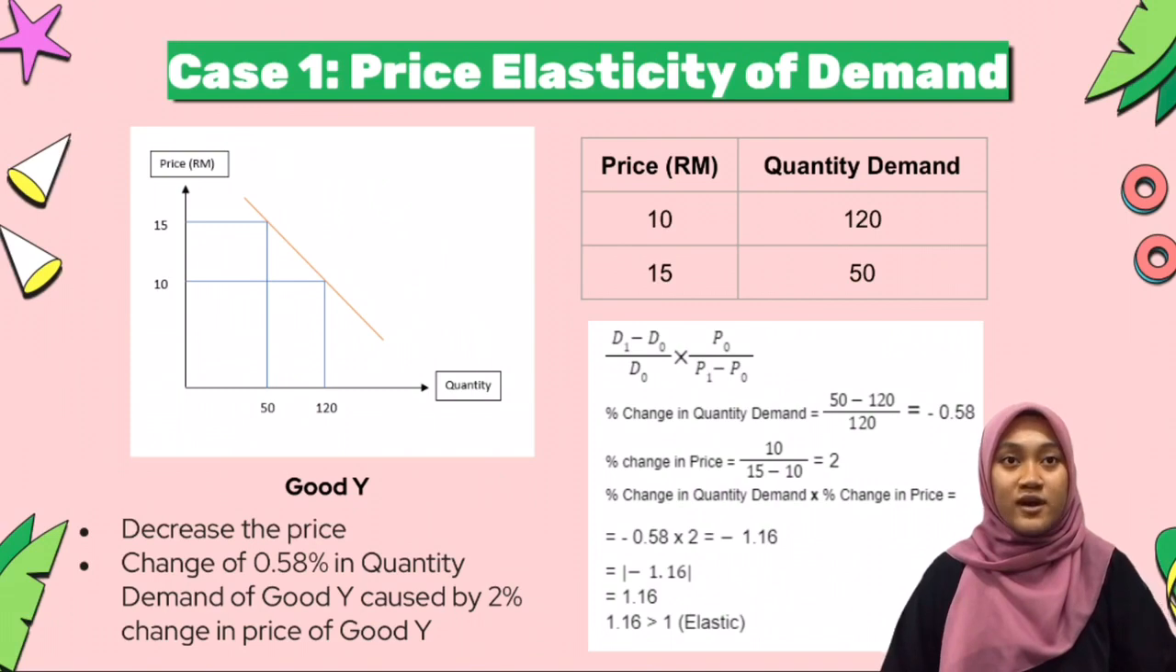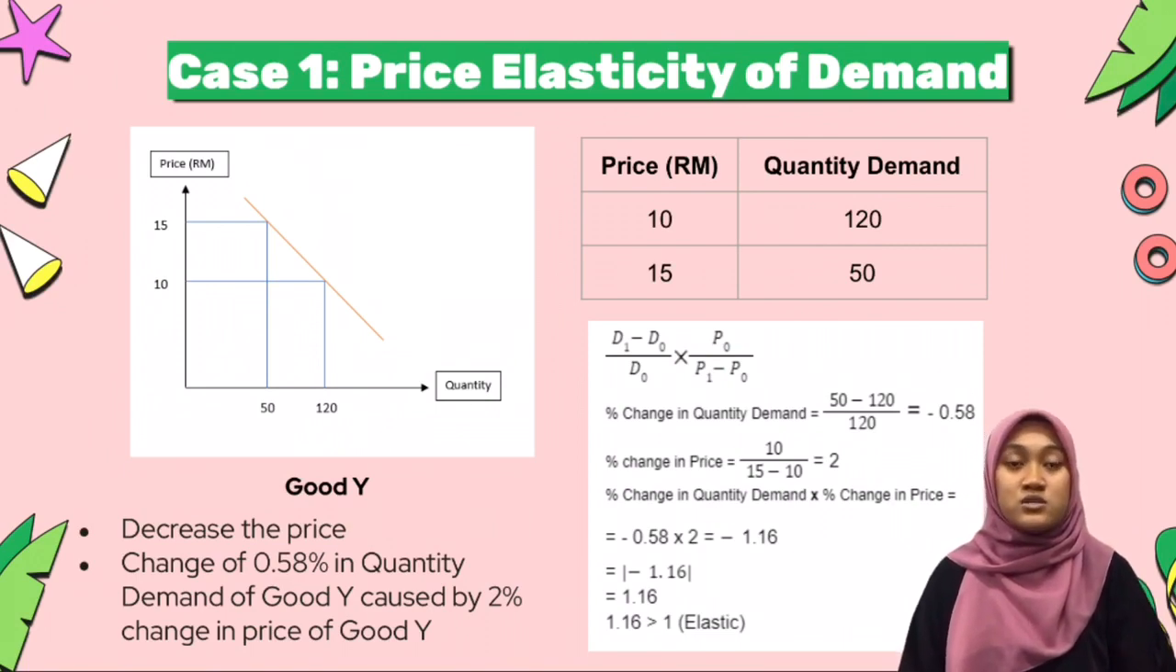Next, for good Y, it is given that the first price is 10 ringgit and the quantity demanded is 120. The price increased from 10 ringgit to 50 ringgit, causing the quantity demanded to decrease from 120 to 50. So we also are going to determine what type of price elasticity good Y is.